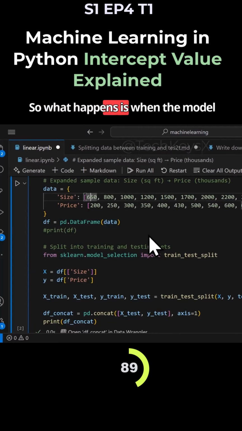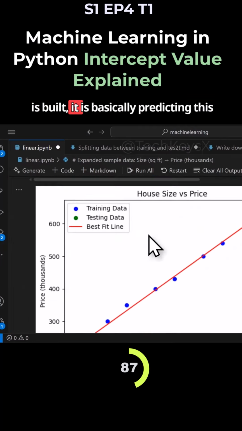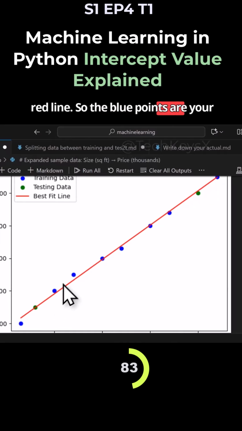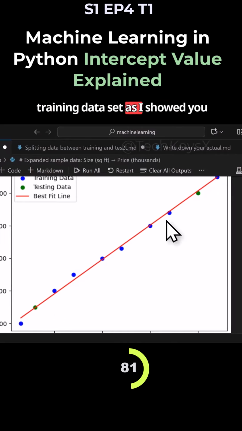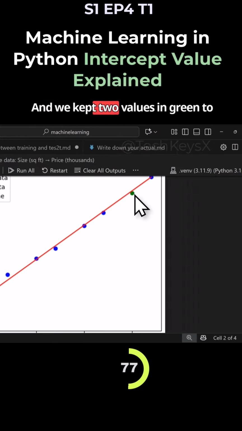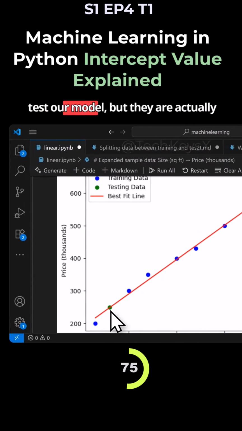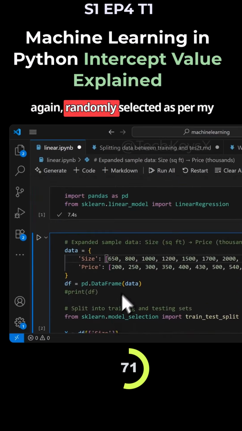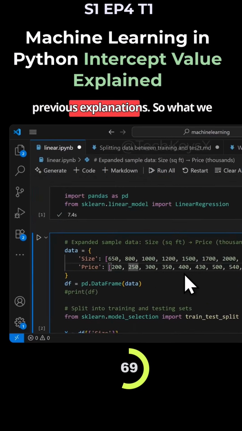What happens is when the model is built, it is predicting this red line. The blue points are your training data set, as I showed you above. Those are sizes and prices. And we kept two values in green to test our model, but they are actually from the data that we have here, randomly selected as per my previous explanations.